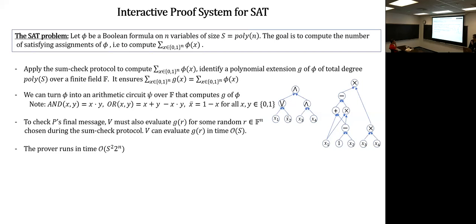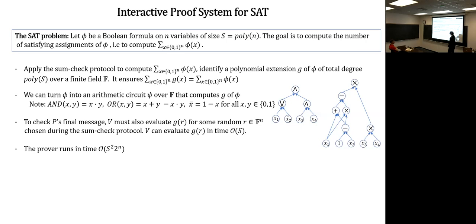Yeah. So what else I want to talk about is how do we build interactive proof systems? Again, I'm not talking about cryptographic proofs at the moment, I'm only talking about information theoretic proof systems. So it is important to consider the interactive proof system for the circuit satisfiability problem. Let phi be a Boolean formula on n variables of size s. The goal is to compute the number of satisfying assignments of phi, so basically to compute the sum of phi of x over x, where x runs over binary vectors of size n.